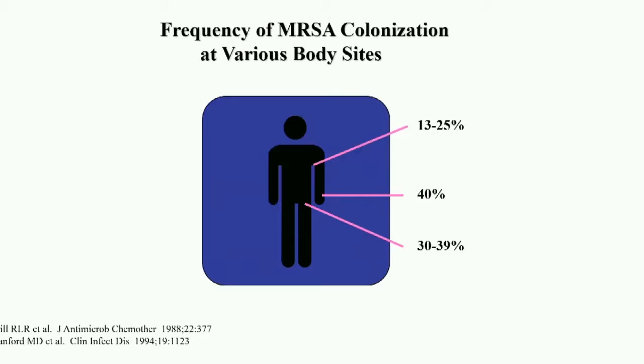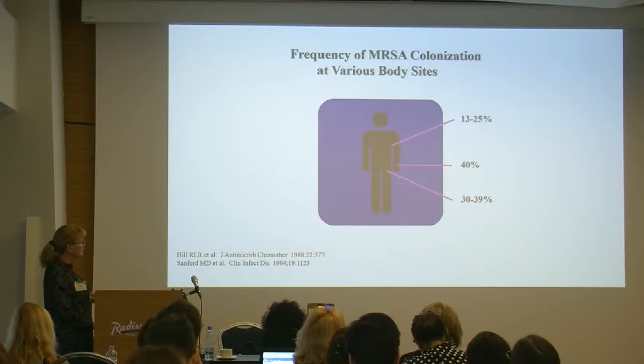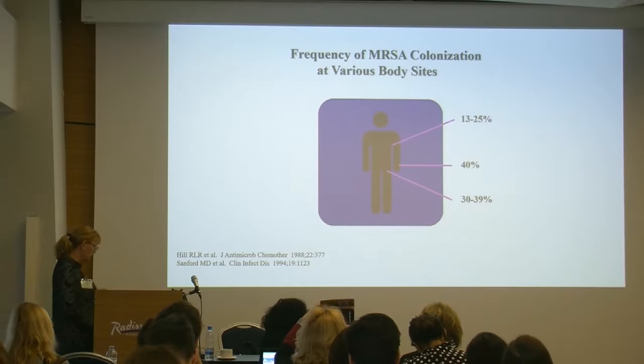What about MRSA? Colonization rates are different in different countries. Epidemiological data are different. These are quite old data about the colonization in different body sites. As you see here, about 40% have it on hands, about 40% in the inguinal region, 25% in the axillary region, so quite different.